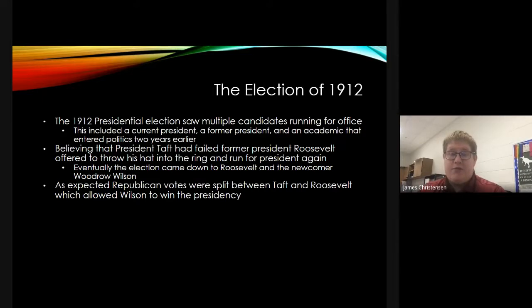We see this a lot when you see multiple people running from the same party, especially if they decide to run as a third-party candidate. You're then splitting the vote of that party, and then you're letting another party take advantage of that because they're not divided.